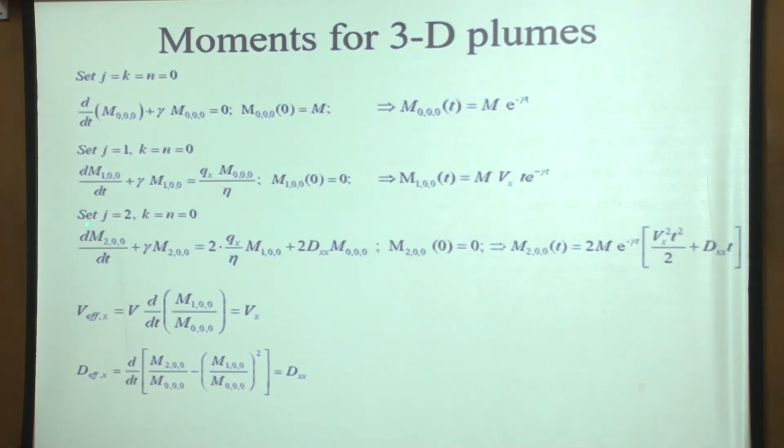Okay. If I set j equals 2, k and n equals 0, I'll get another equation which I can solve. I get the second moment. In the other directions I'm not doing anything. I've left them as 0 for now. I'll get an expression like this. So what this is saying is I have this three-dimensional plume. If I set k and n equals 0, my first moment says this plume has moved in the x direction. How far has the centroid moved along the x direction? I could have done the same thing in the y direction and the z directions.